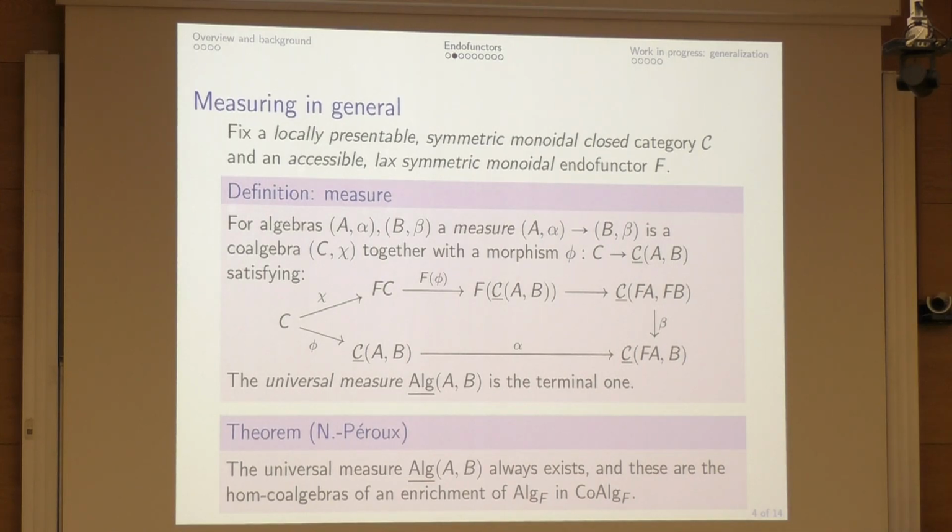Maybe I missed it, but do you assume that F is lax monoidal? Oh yes. I do. Okay, and that gives you the monoidal structure on the coalgebras. Yeah, exactly. Okay.